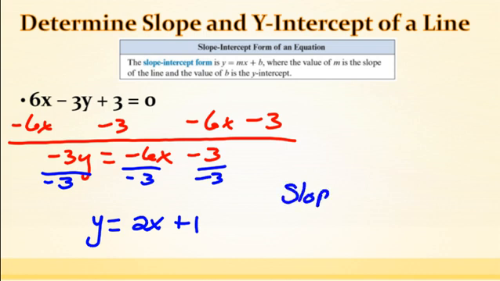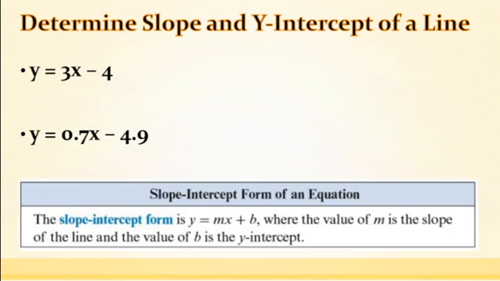Now I can find my slope. My slope is right here, so that's a positive 2. And my y-intercept is a positive 1. Next example, determine the slope and y-intercept of this line. So here, this is the slope, so 3. And then -4 would be our y-intercept.